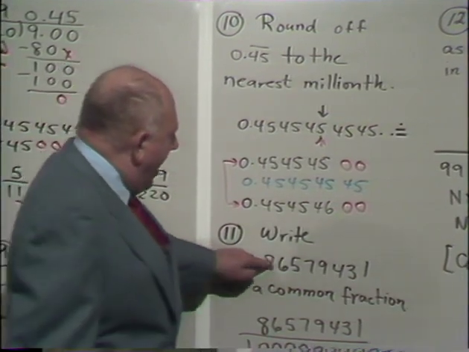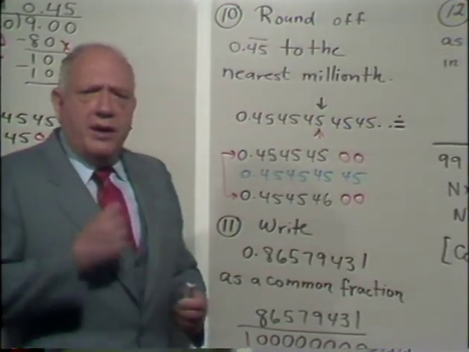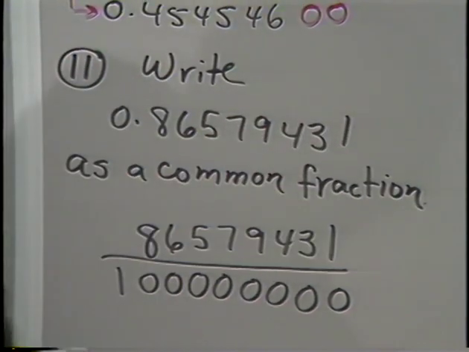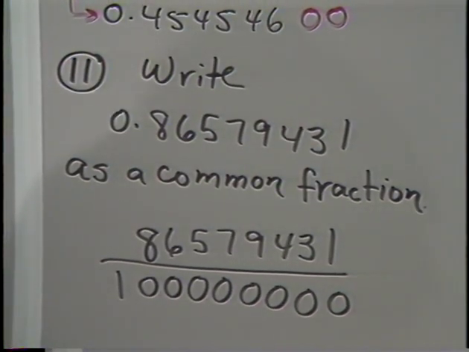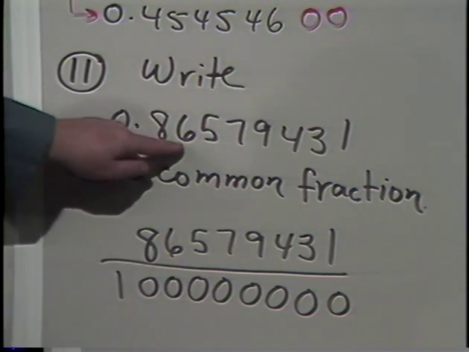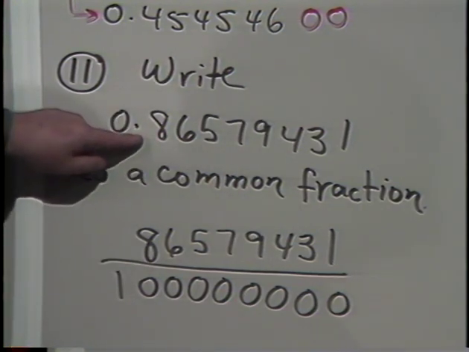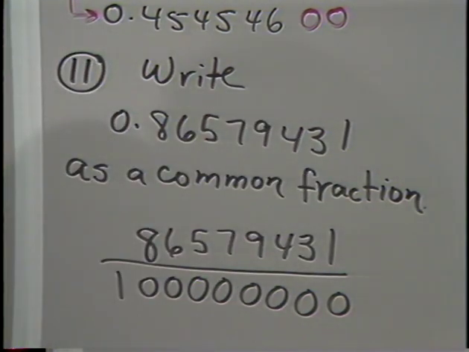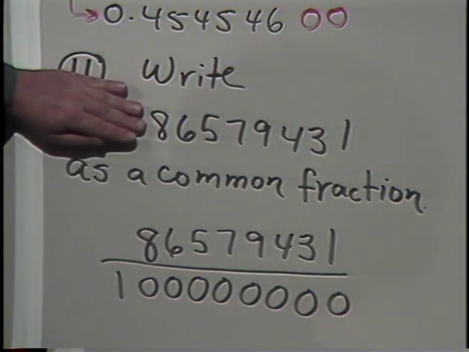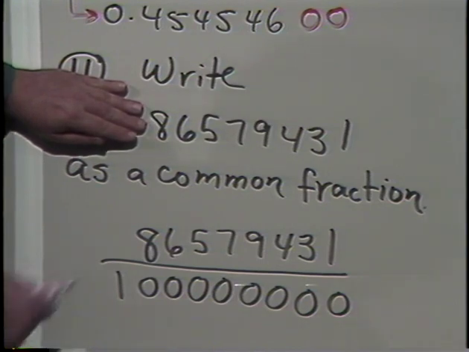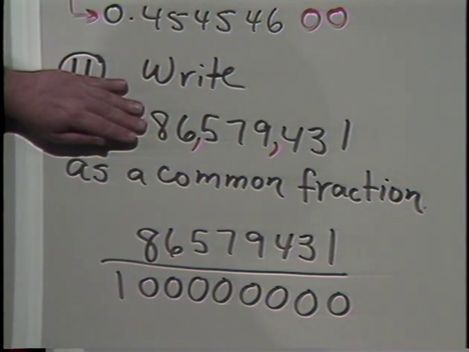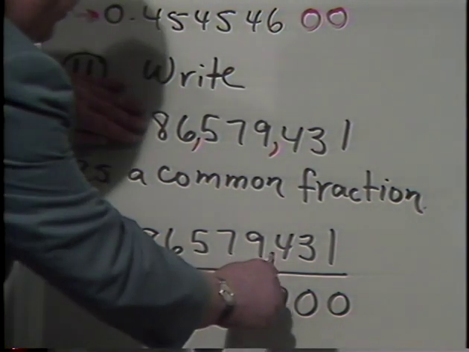And you see, no matter how many digits there are, if there are a billion digits, here's the interesting point here. As long as this thing comes to an end, I can always write it as a common fraction with no trouble at all. Like, take this number over here. I say, write 0.86579431 as a common fraction. Well, without the decimal point, what would I see over here? I would see 86,579,431. So I write that down.